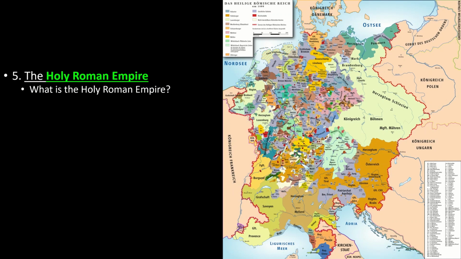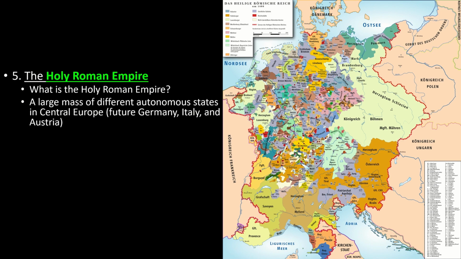You see this big blob of different colors right smack dab in the middle of Europe. You see, guys, this right here on the left is France. It's in German. This is France, guys. This up here, north would be England. Up here, and that's Denmark. But like way up to the northwest, that would be England. This big blob is the Holy Roman Empire. Okay? It is a large mass of different autonomy, right? States doing their own thing, different autonomous states in Central Europe.